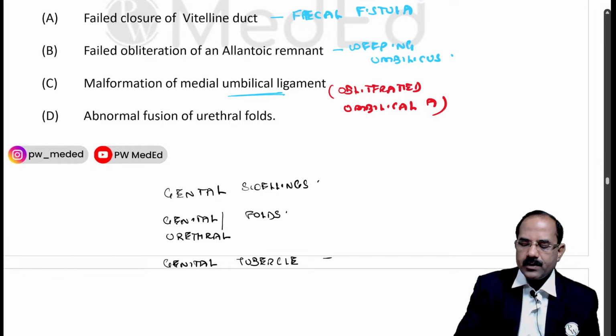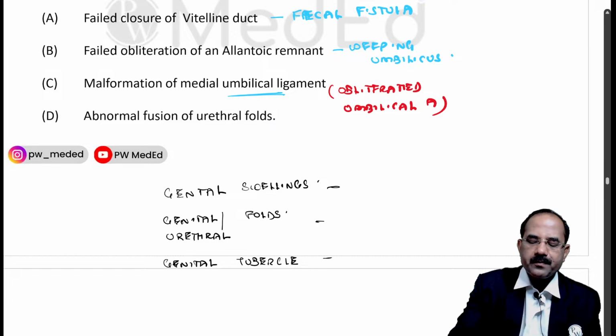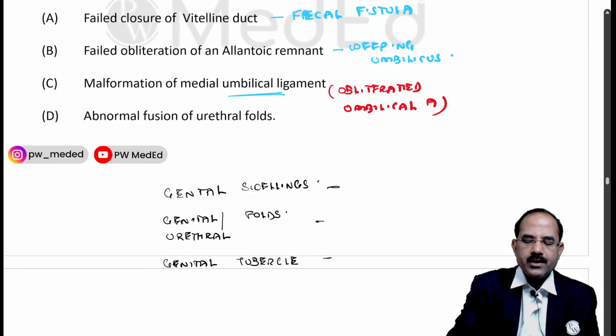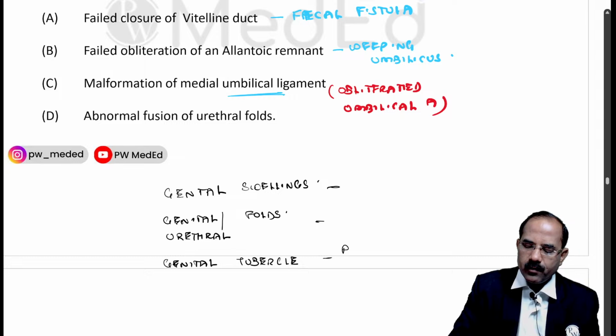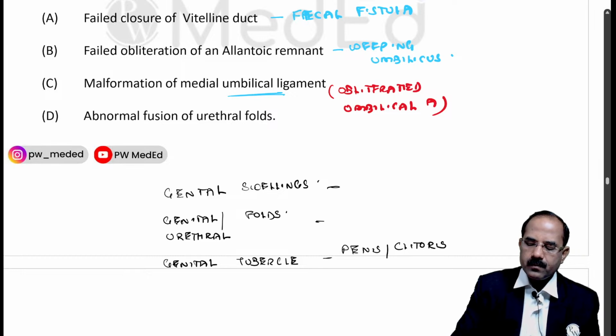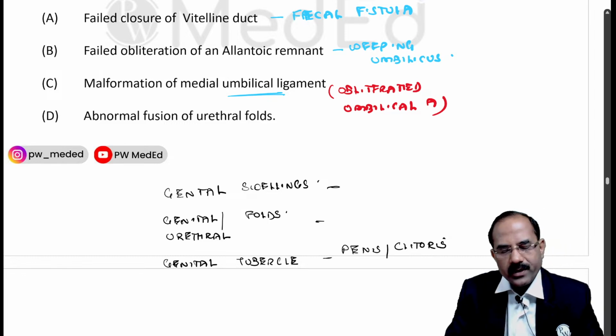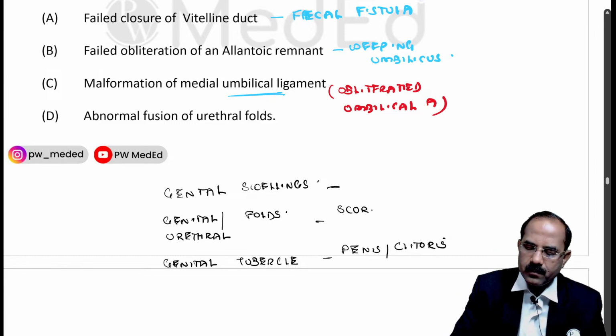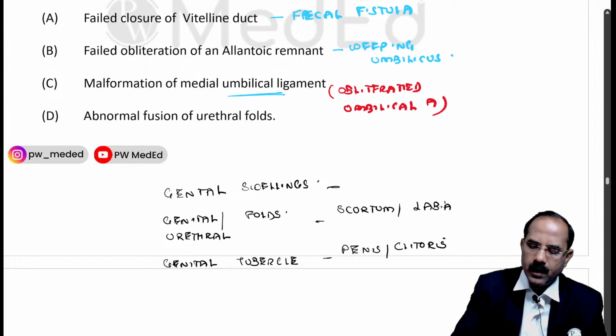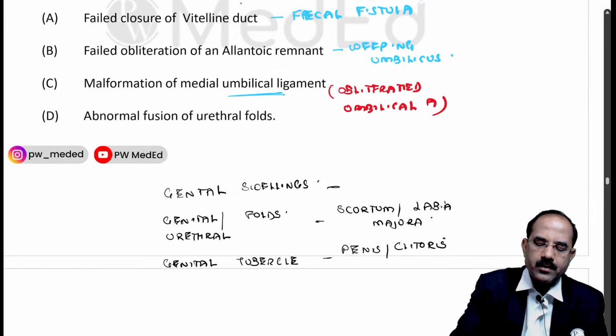All this is derived from mesoderm. Students, so what does the genital tubercle form? The genital tubercle forms the penis or the clitoris. The genital folds, or the urethral folds, form the scrotum or labia majora. And I'm so sorry, the genital swellings form the scrotum.